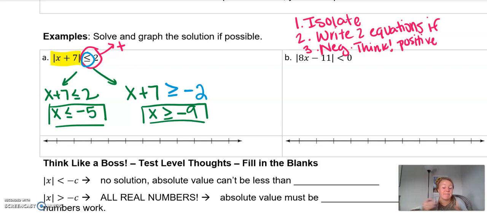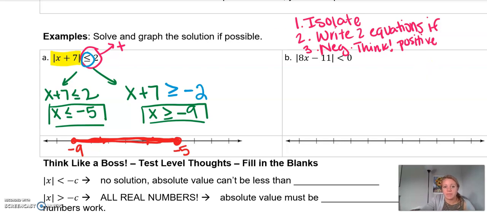So basically x can be in a lot of different places. When we do these, we usually have to graph and explain where. Here's negative 9, here's negative 5. x can be smaller than negative 5, so I'm going to draw it this way, or x can be greater than negative 9. So what we're saying is x can be anything between negative 9 and negative 5.